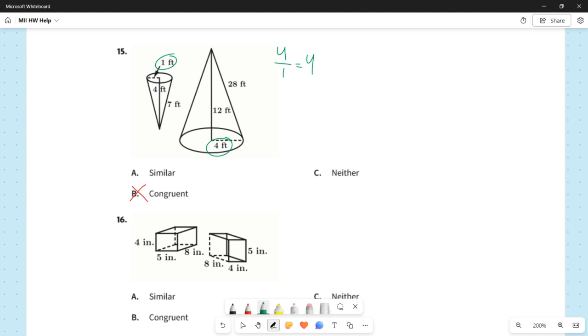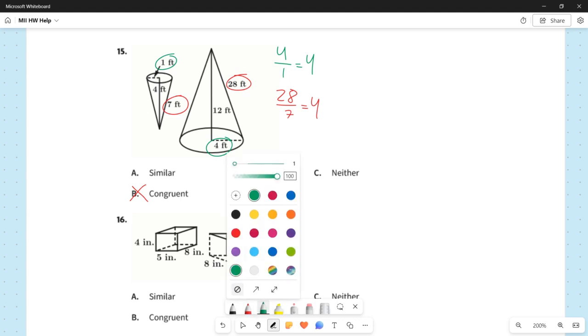If I compare my slant height, well, big to small is going to be 28/7, which is also 4. So far, so good. If I compare my height of the cone, not the slant height, but the height, well, my big height was 12. My little height was 4, which gives me 3.